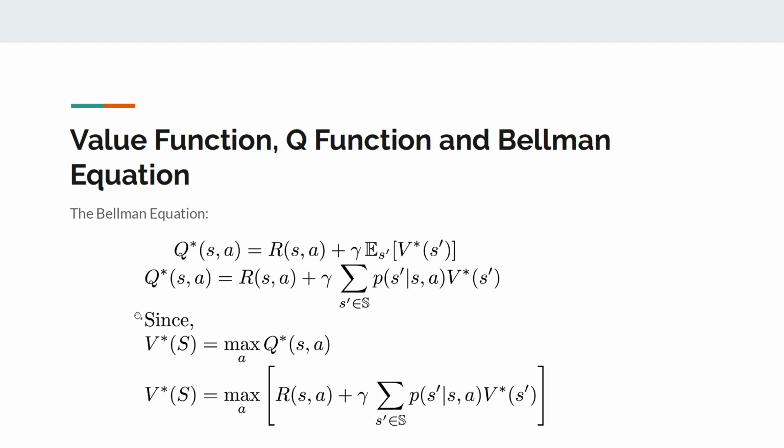And since by definition, the optimal value function is simply the maximum over all of the possible actions of the optimal Q values, we can rewrite this using the equation for Q values above so that we have an equation written just in the values V. So notice that the Bellman equation can be written by only using V star or Q star. This means that we can extract the optimal policy by having a good estimate of either of those two functions.